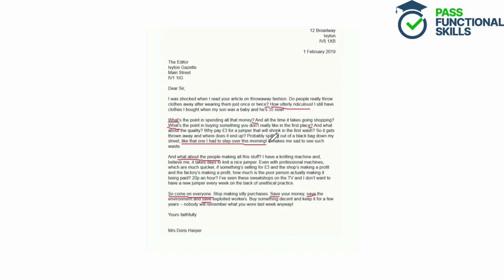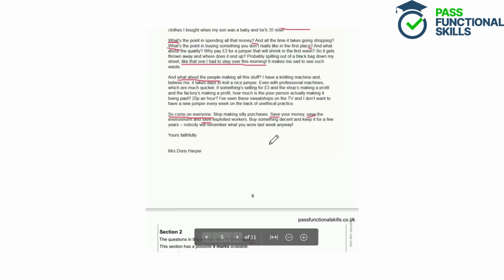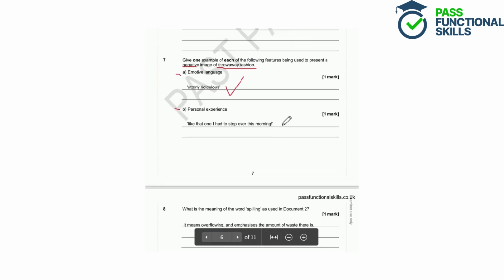So this is what we call a personal anecdote or a personal experience, and it's used to involve the reader in the text, and also to support the writer's point of view that throwaway fashion is a bad thing. So we can say both of those examples of these two features are correct.